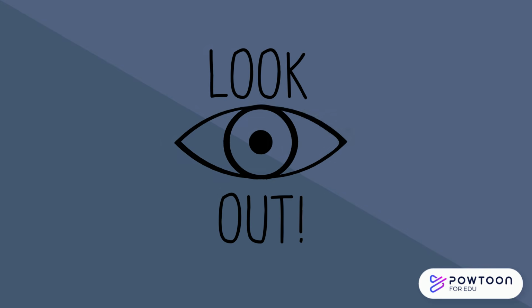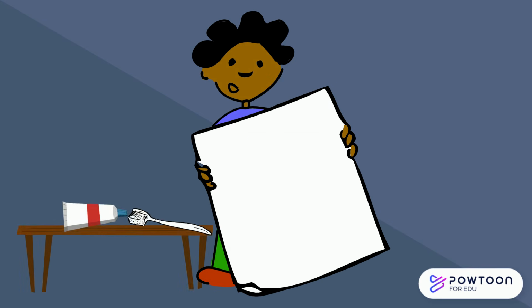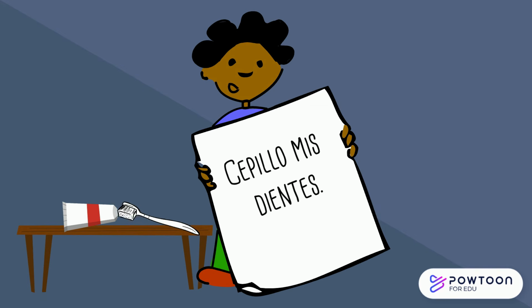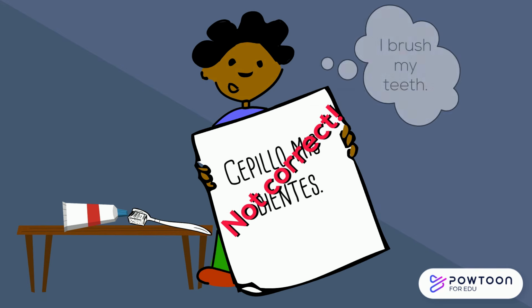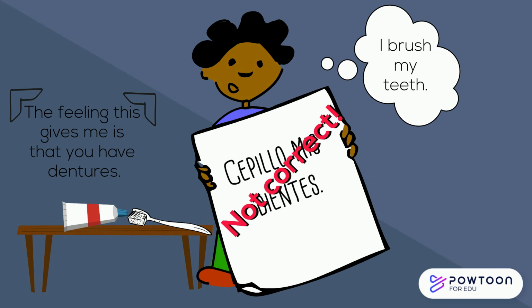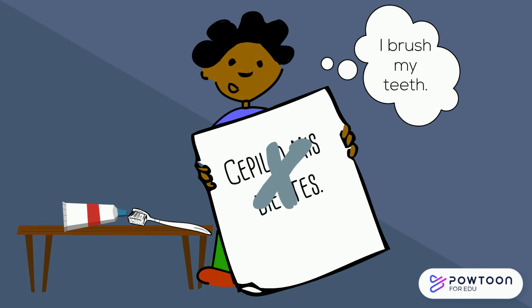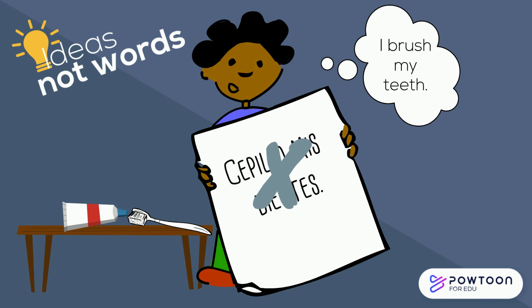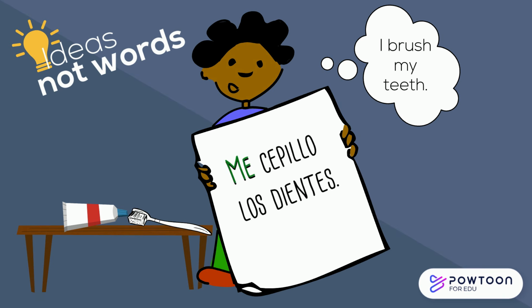Be careful if you're an English speaker. You'll eventually say something like cepillo mis dientes. Your brain will tell you that means I brush my teeth, but keep in mind, while Spanish is similar to English, it often can't be translated word for word. It is a different language, and you should be thinking in terms of ideas and not just words. The correct way to say I brush my teeth is me cepillo los dientes. But don't worry, the more you practice, the easier it will get.